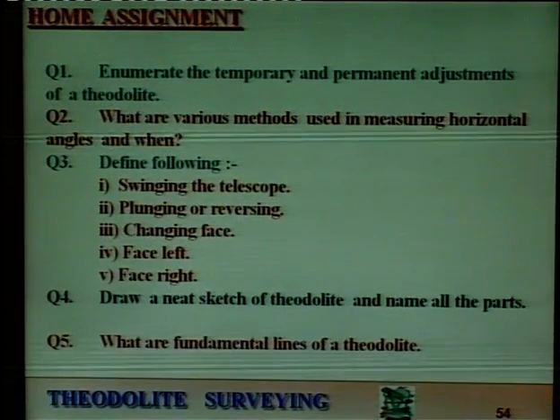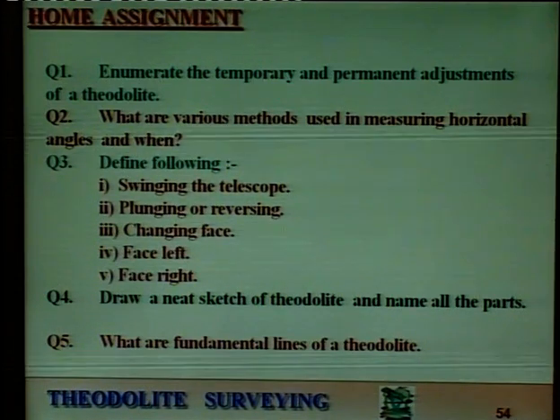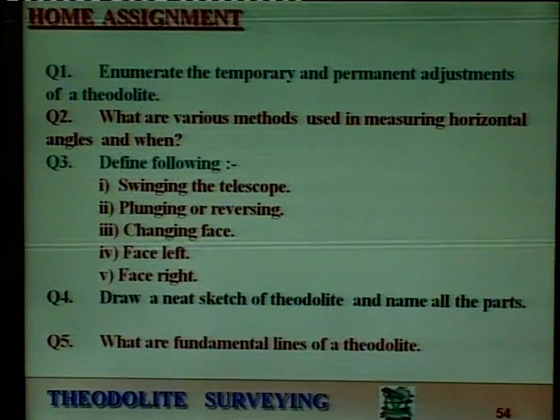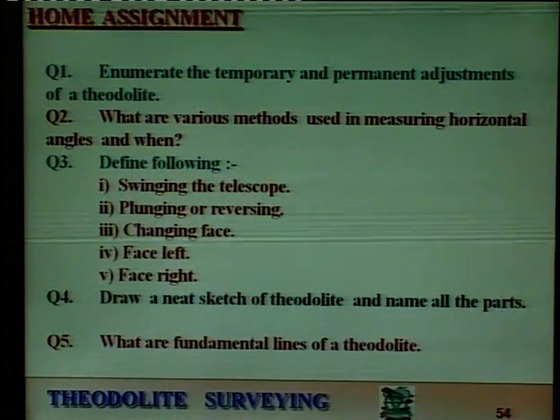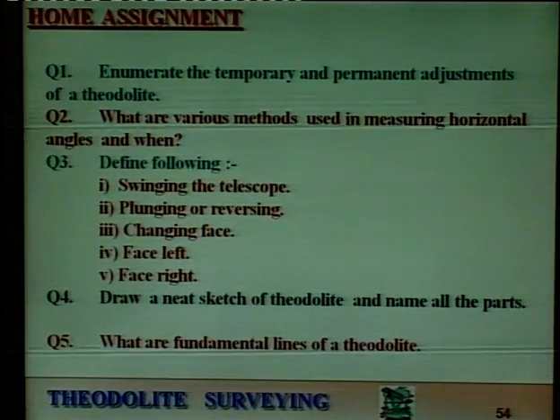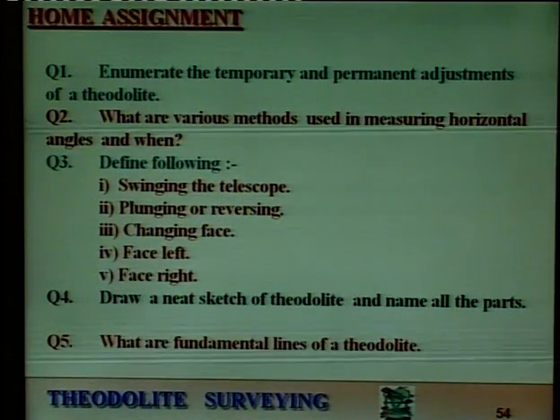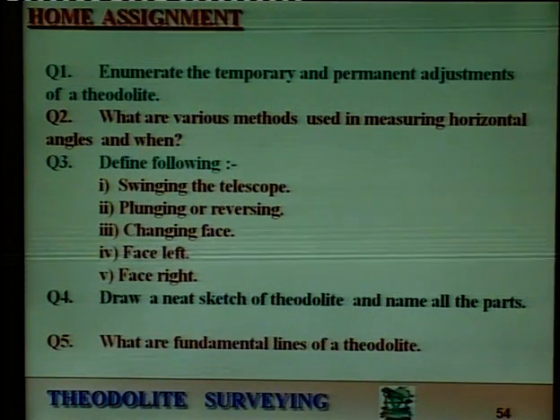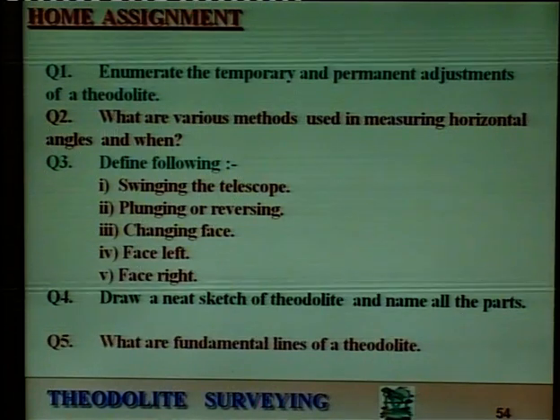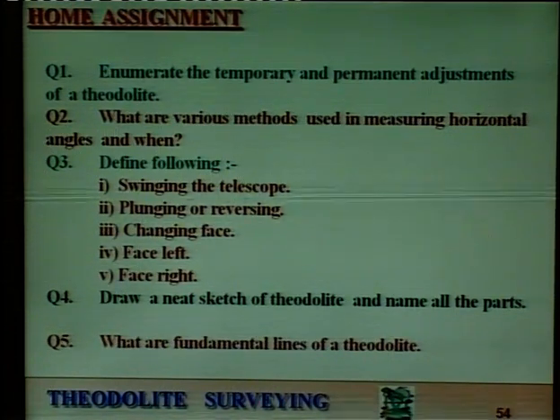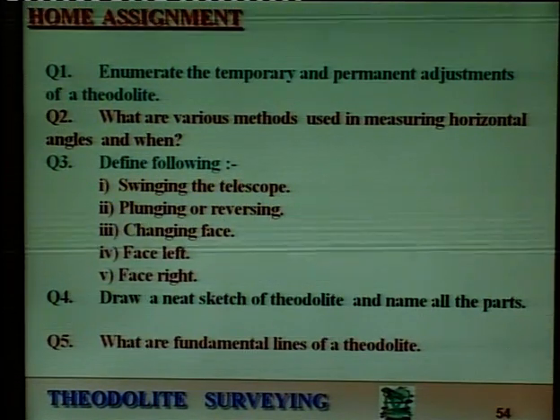So, now we will solve some questions for home assignment. Number 1 is enumerate the temporary and permanent adjustments of a theodolite. We have just studied that temporary adjustment is done every time before taking a reading, and permanent adjustment is the relation between the fundamental lines of the theodolite. Second question is what are the various methods used in measuring a horizontal angle: ordinary method, repetition method and reiteration method. There are 5 definitions: swinging, plunging, changing phase, face left and face right, and draw a neat sketch of a theodolite. What are the fundamental lines of a theodolite?